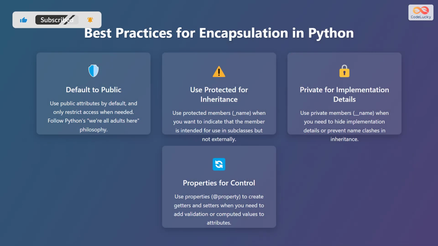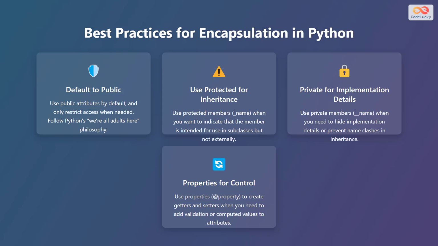To wrap things up, let's cover some best practices for encapsulation in Python. Default to public. Use public attributes by default and only restrict access when needed. This aligns with Python's philosophy of "we're all adults here." Use protected for inheritance. Use protected members, _name, when you want to indicate that the member is intended for use in subclasses but not externally.